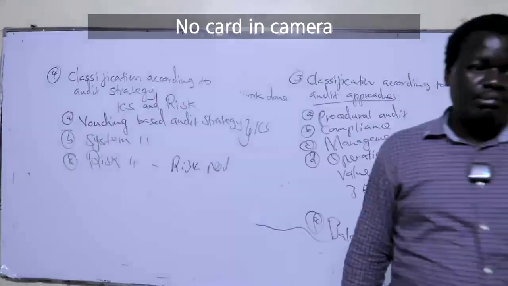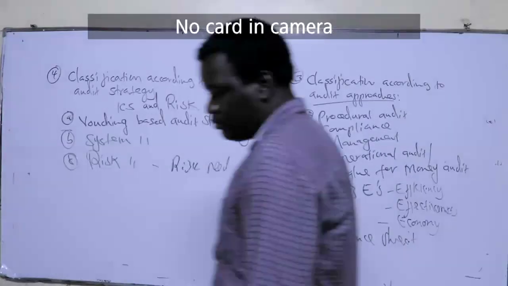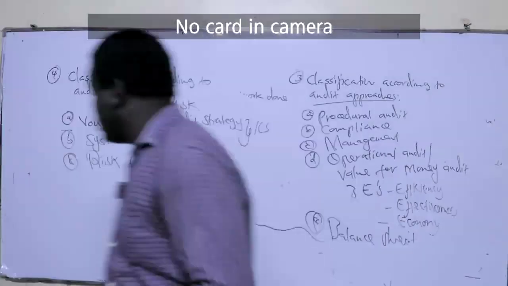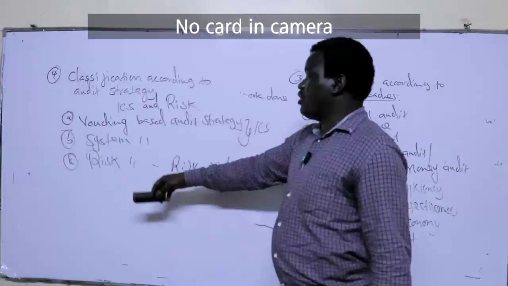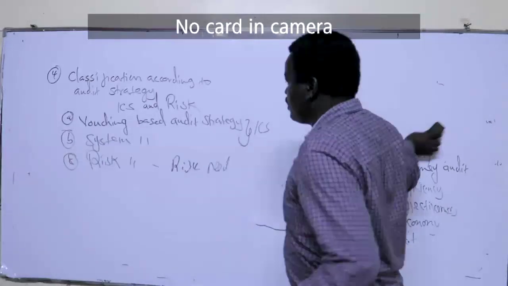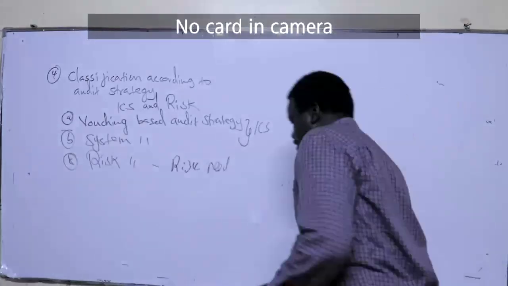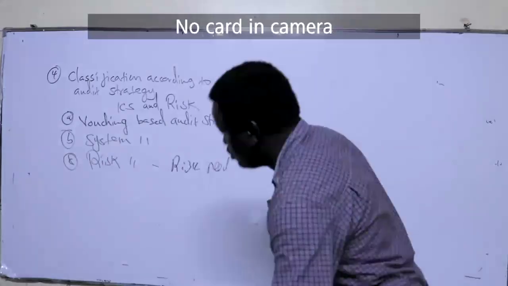So let me take you to what happens for the auditor to take either a vouching or a system-based audit approach. The things that the auditor does before determining which strategy they will use. First, auditors must undertake what you call ascertaining the system.